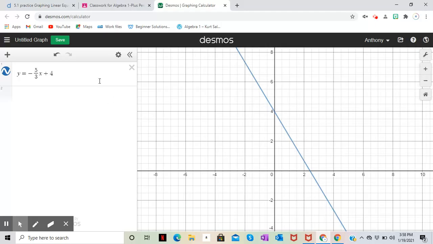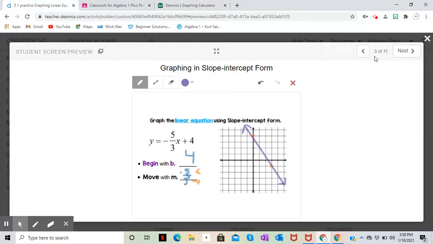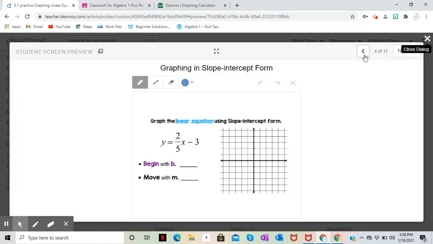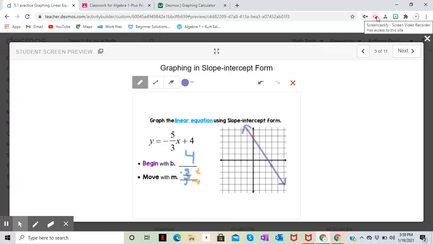And so pretty much we can always check our answers whenever we're graphing a line. Okay, so your task right now is to complete the rest on your own. As always, if you have any questions, please feel free to reach out to us.